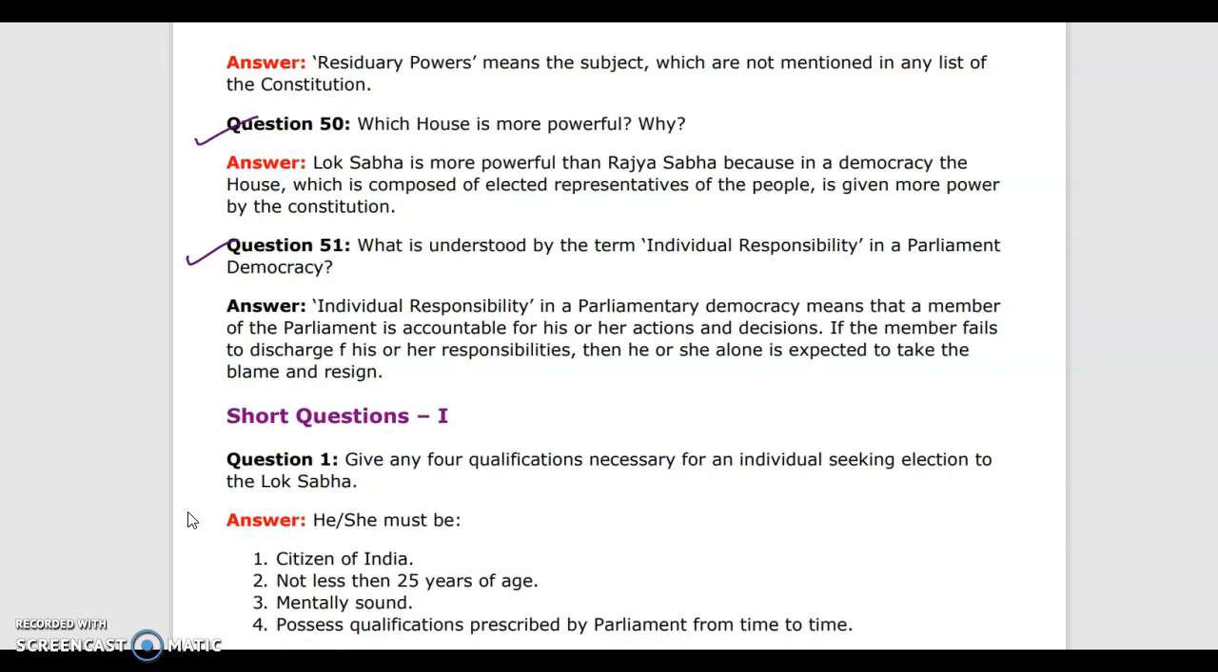What is understood by the term individual responsibility in a parliamentary democracy? So, individual responsibility means that a member of the Parliament is accountable for his or her actions and decisions. If the member fails to discharge his or her responsibilities, then he or she alone is expected to take the blame and resign.